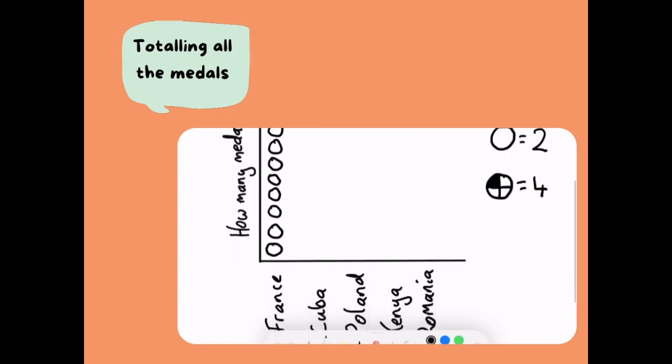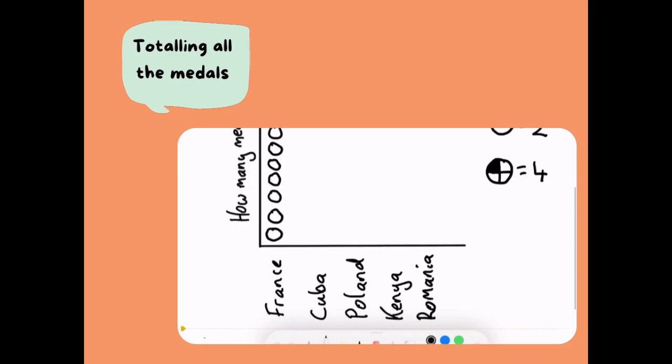So once you've done your total, then you have to go across and do it for all of them. So for me, I would go to my next one, which was Cuba. I would find where Cuba was. Cuba won 15 in total. I'm looking at my tallies. They won 15, so I'd go up. If I was going up by 4s, I'd go 4, 8, 12, 13, 14, 15. I'd need 3 quarters of it.